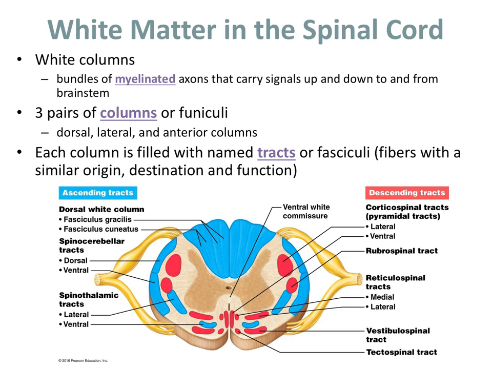Each column is filled with named tracts or fasciculi. These are fibers with a similar origin, destination, and function. Sometimes I refer to these tracts as highways that go from a similar location to a similar location. These highways or tracts map to specific locations on the spinal cord. We're going to take a look at a few of these.